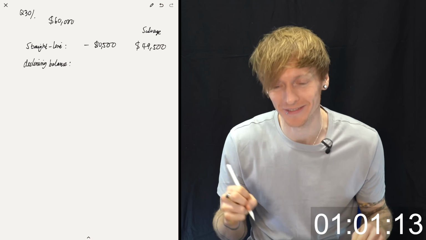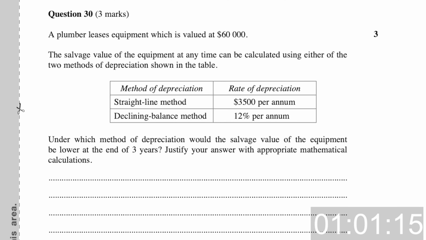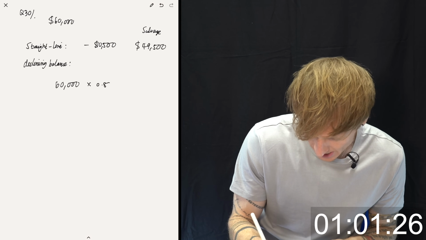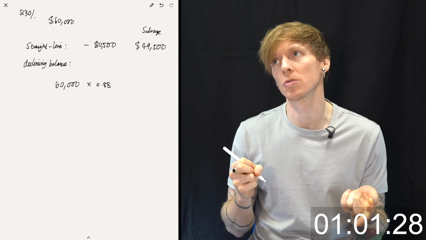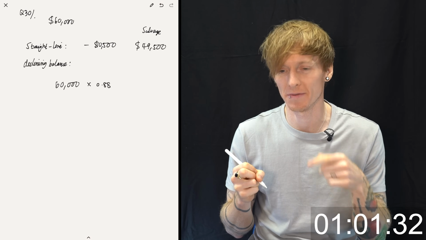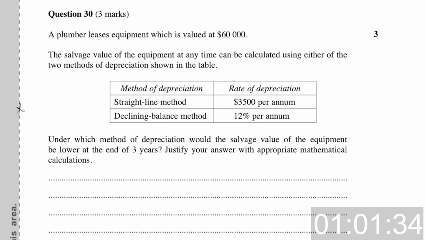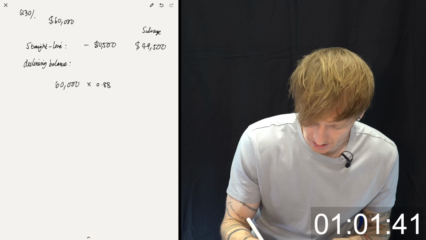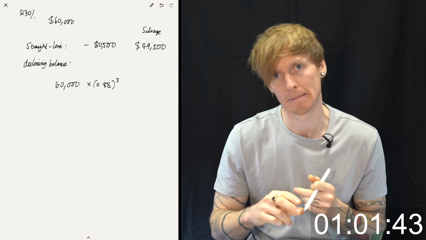Again, super practical. 12%, so we need to do 12% per year. So that's 60,000. So after 1 year, you multiply by 0.88. And then I'm going to assume it's like compound. It kind of has to be, right? I think. So it's going to be that cubed, I think.